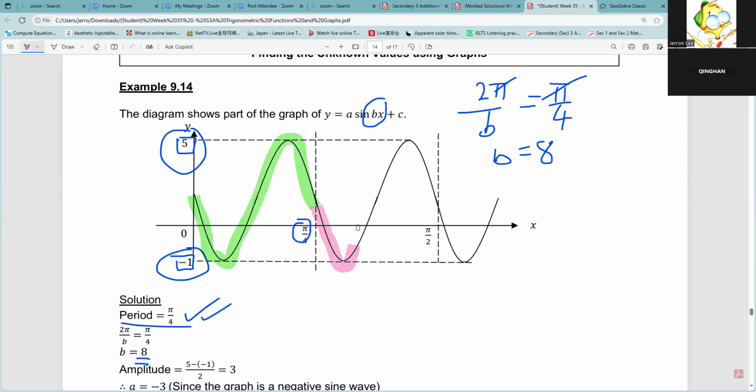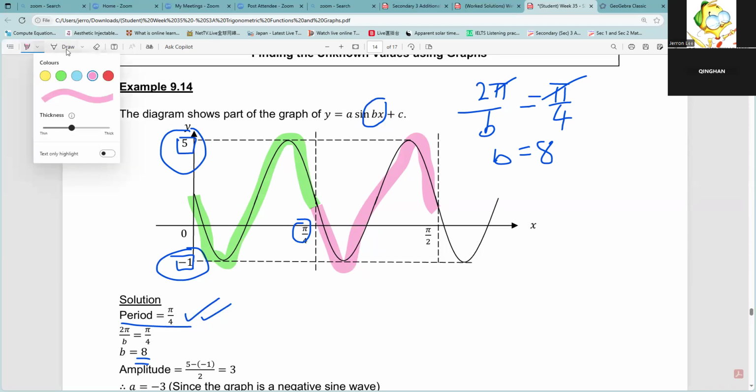Can you follow? The number pi over 4 is given, right? They will definitely give the diagram. If they don't give, then you have to halve this. That means from zero to two pi is 2 periods, so you have to divide by two. Also can, but I don't think they are so bad. They will give something. Okay, so basically, this is important.